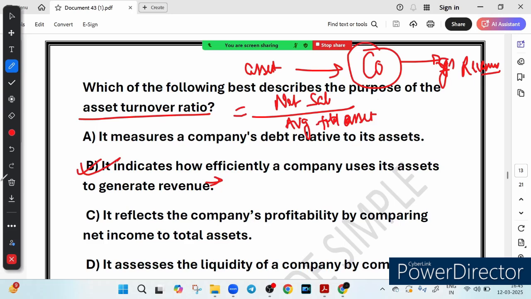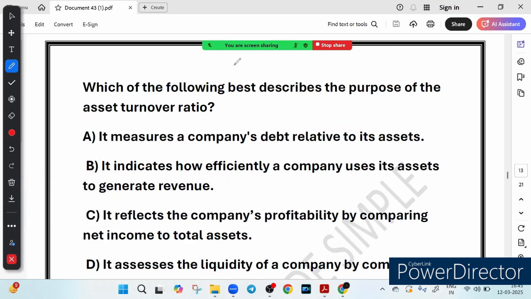For example, let me give you an example to make it more clear. Suppose there are two shops selling mobile phone. This is shop A, this is shop B. Shop A has asset worth rupees 10 lakh and shop B also has asset worth rupees 10 lakh. But shop A generates 20 lakh rupees in sales and shop B generates only 8 lakh in sale. So shop A has higher asset turnover ratio, meaning it is using its asset more efficiently as compared to shop B. That is why option B is correct.